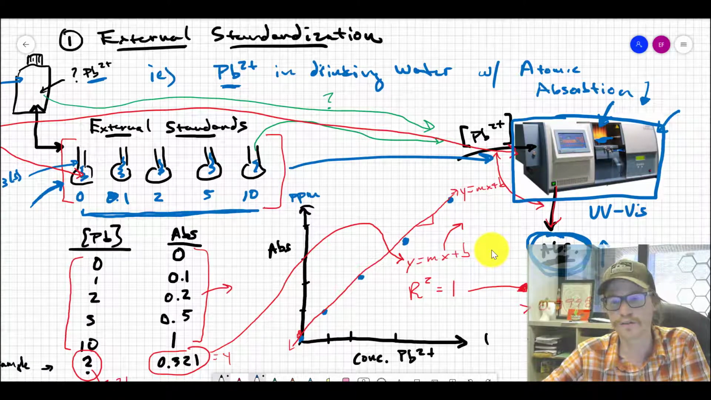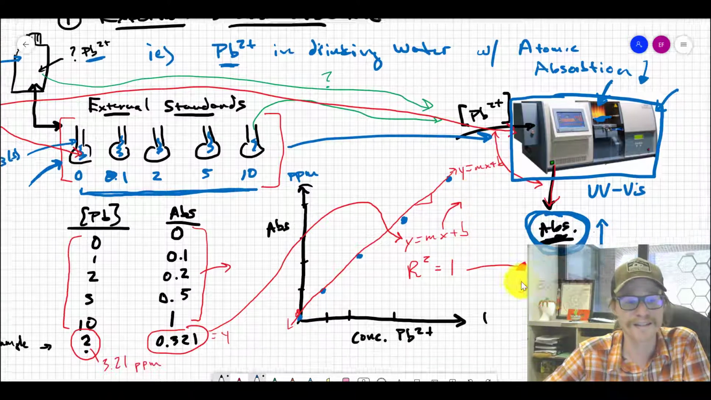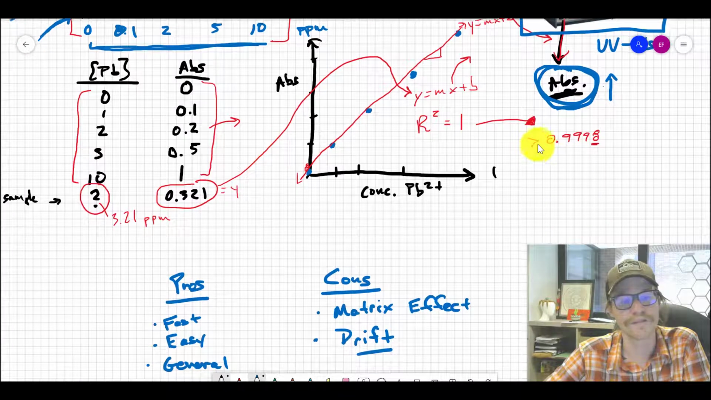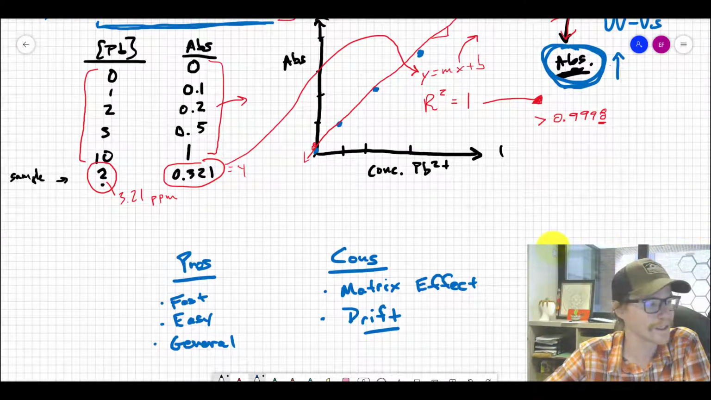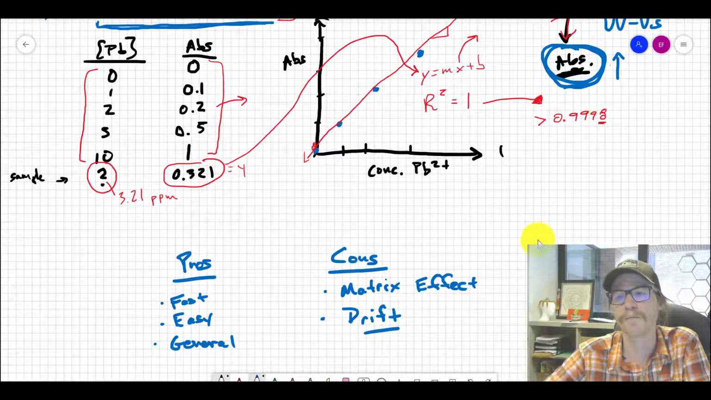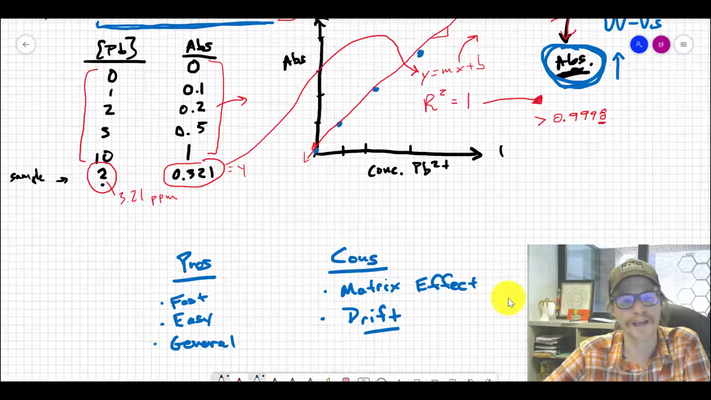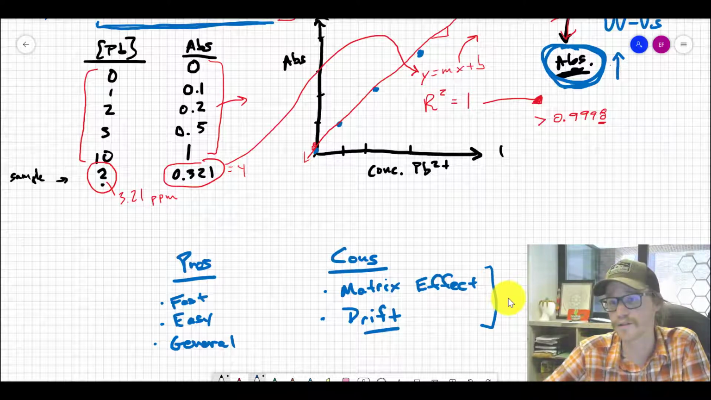This type of external standardization does nothing to compensate for the drift of our instrument. And so that's the second con of this type of standardization. So we need maybe something with a little bit more finesse to compensate for more complicated samples or samples where we expect the instrument response to drift over time.